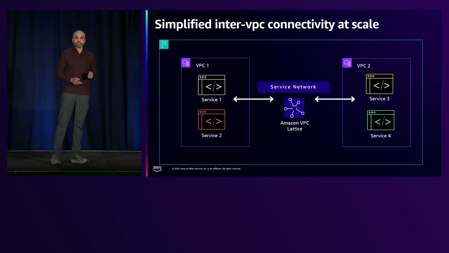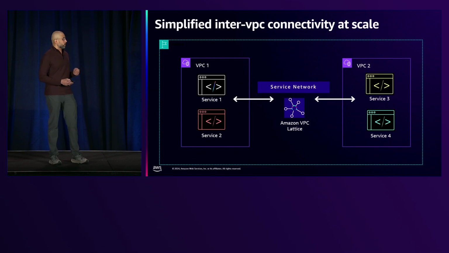This is extremely useful for network admins because they can not only connect all of these services across so many other VPCs at scale, but also they don't have to worry about any kind of IP overlap issues, et cetera. Like API Gateway, Lattice also lives outside the VPC, so it simplifies UX because you don't have to place the Lattice resources inside your VPC.